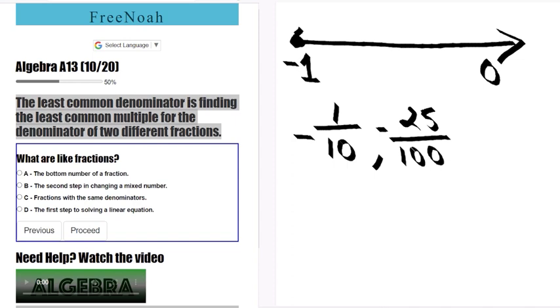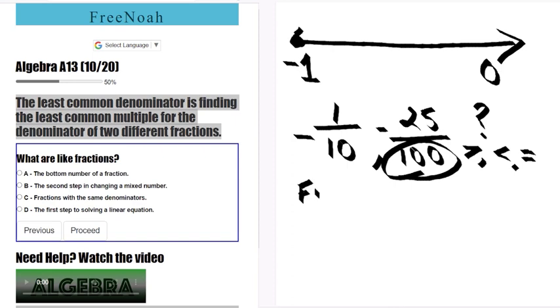So for this example, we're going to have to find a least common multiple, or the least common denominator, to determine which is greater or lesser than the other. All right, and we're going to try to plot it on a number line up here, right? So here we're going to attempt to find the LCD, the least common denominator, which in this case is 100. So the LCD here is 100.